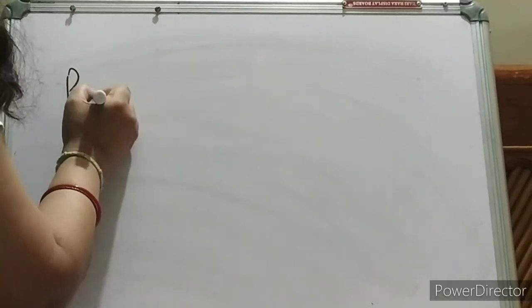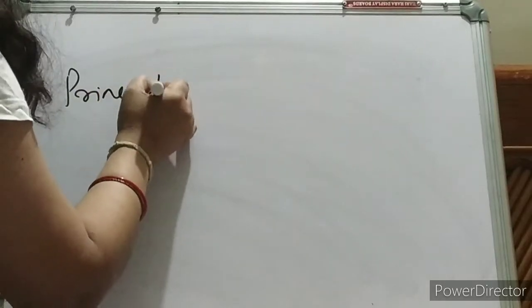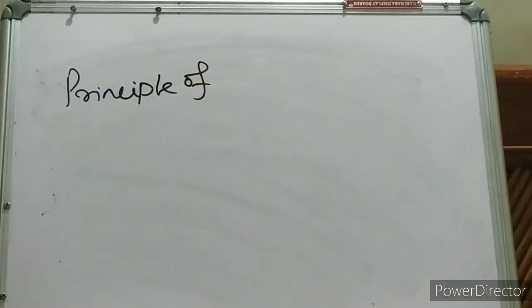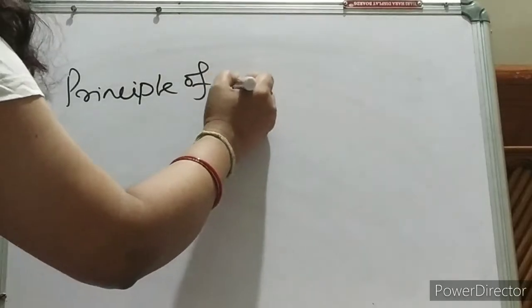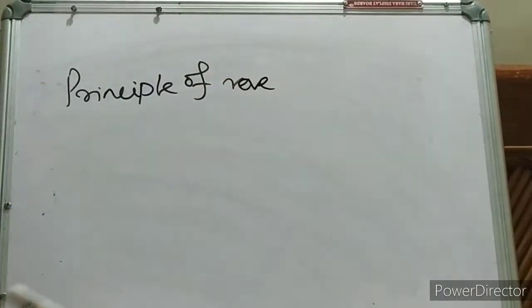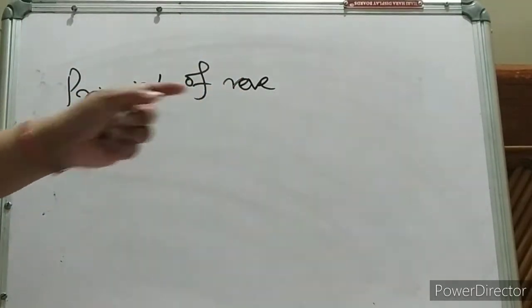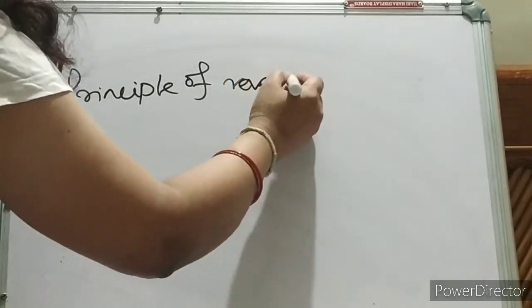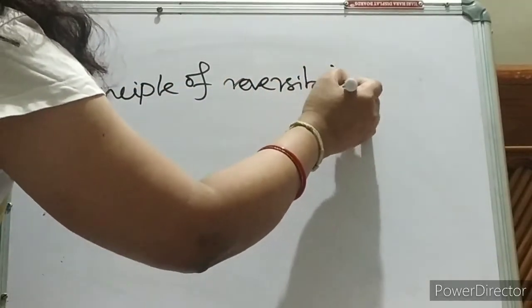Condition for minimum deviation. Before discussing that, let us discuss what the principle of reversibility is. I think I have already discussed this in previous videos. You can go back to the initial videos. I have already discussed reversibility. What is this?